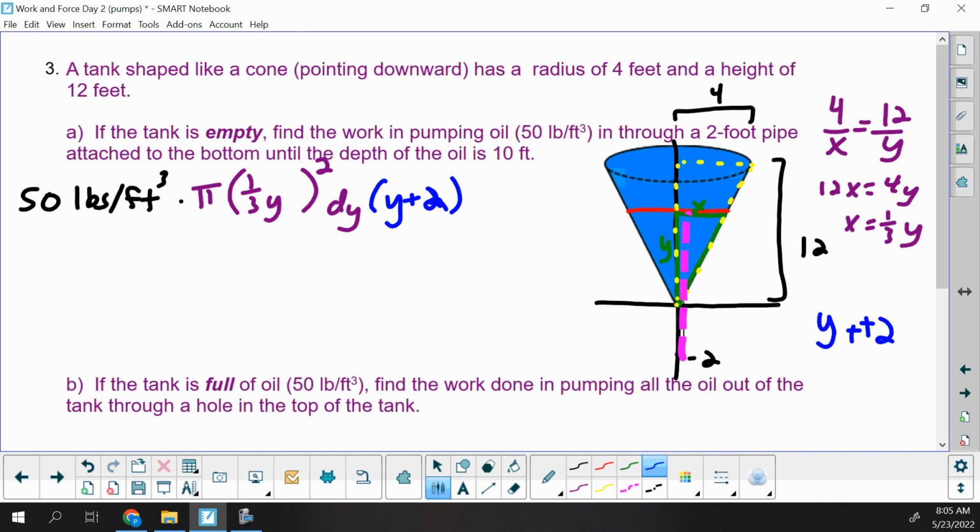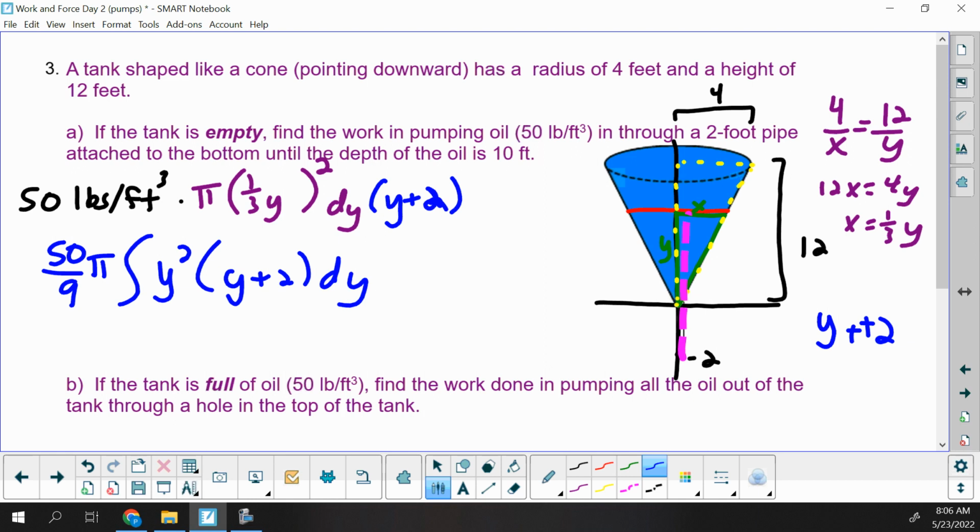So if we squared the 1/3 and the y, we would have 1/9 that we could pull out front along with a pi. So we're going to have 50/9 pi out front. Again, the 9 in the bottom came from squaring the 1/3 and then the pi pulled out. We would have a y squared left that we had gotten from the radius squared. Y plus 2 and then dy. We wanted our oil to a depth of 10 feet, so our slices of oil could occur from 0 to 10.